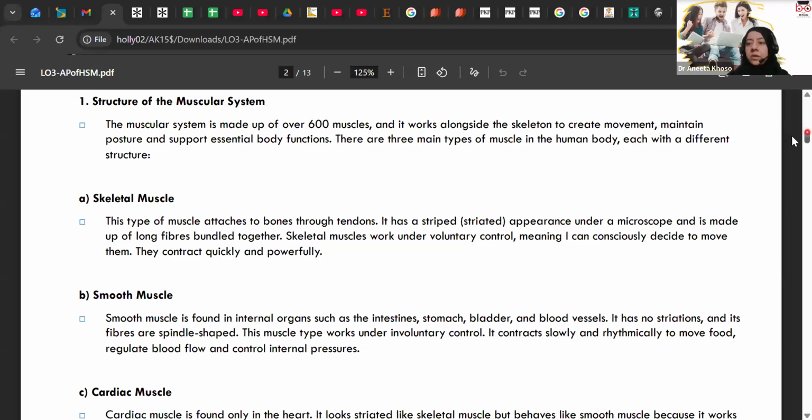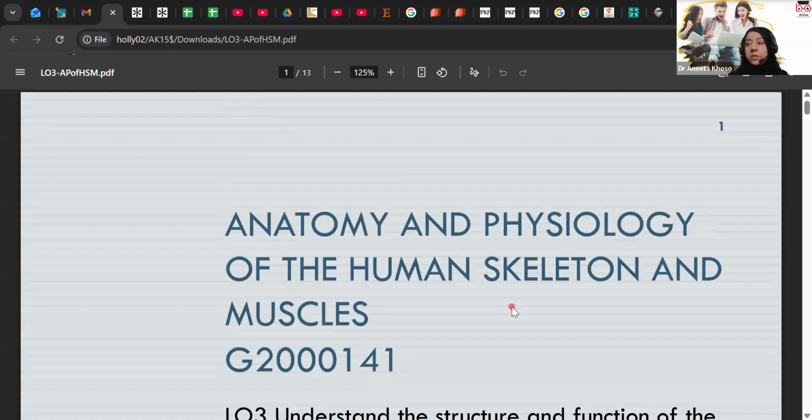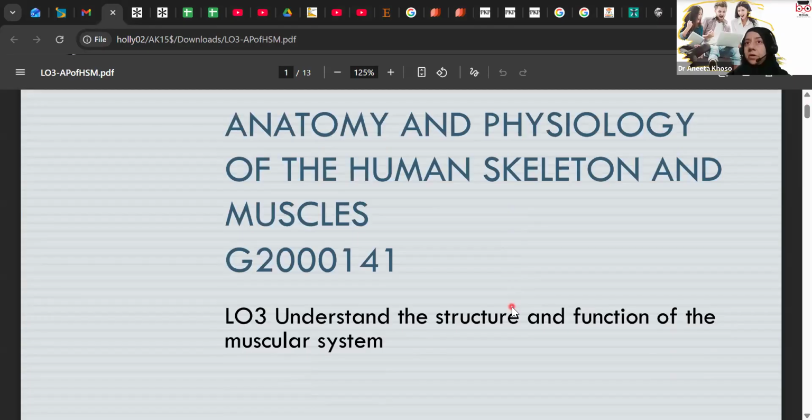Good morning, everyone, and welcome to this session on anatomy and physiology of the human skeleton and the muscles. Earlier, we had talked about understanding the structure and function of the joints. And now we are going to talk about the structure and the function of the muscular system.